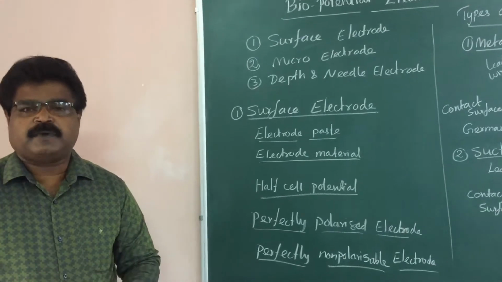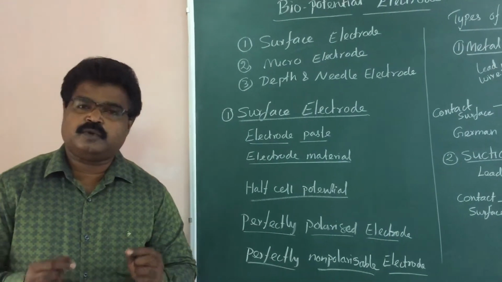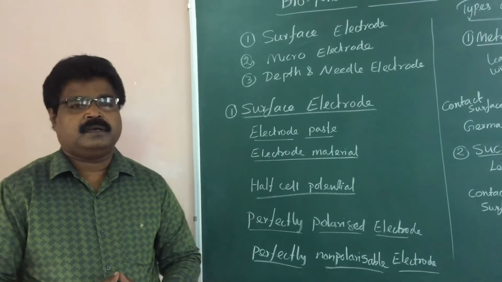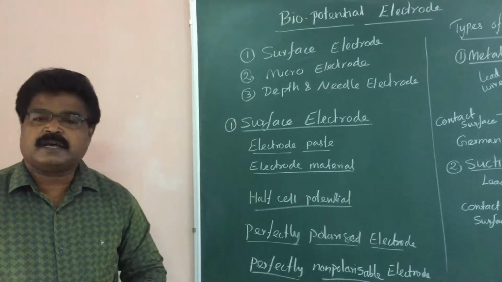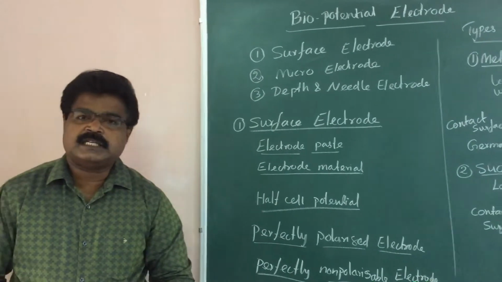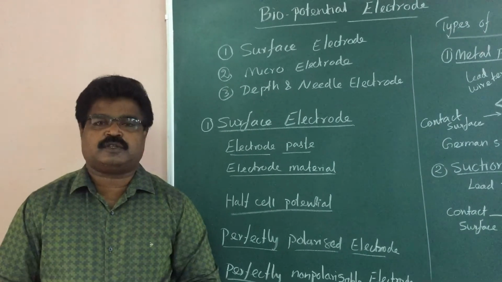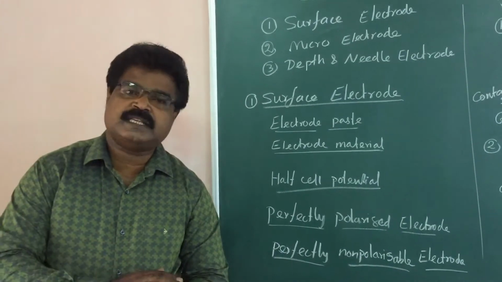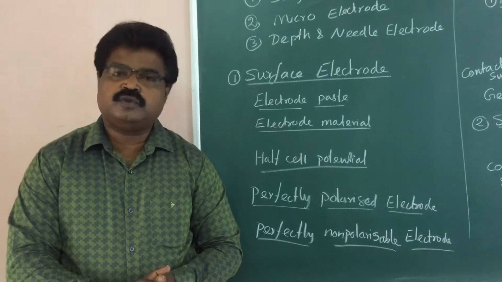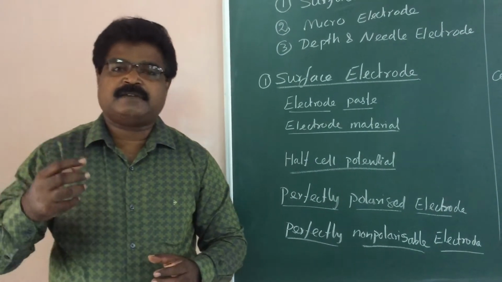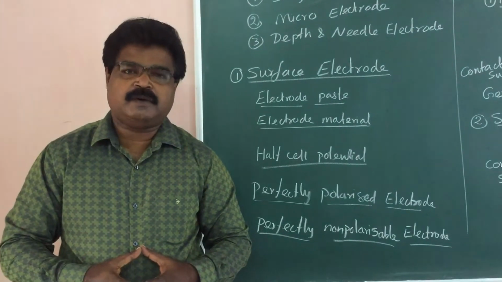There are three types of electrodes. These electrodes are used to pick up the electrical signal from the body. One is the surface electrode, another is the microelectrode, and the third is the depth and needle electrode. The surface electrode is placed over the skin, and is used to pick up the electrical activity of the heart, the brain, and the muscles.